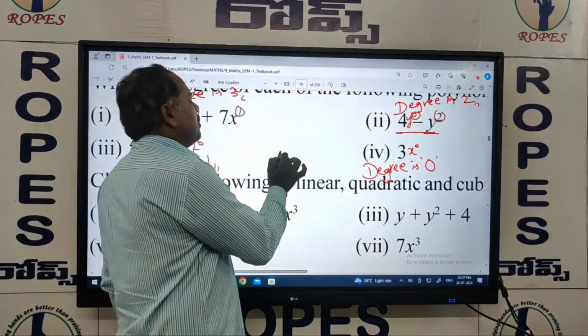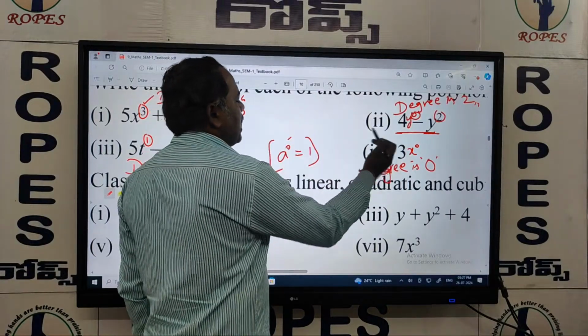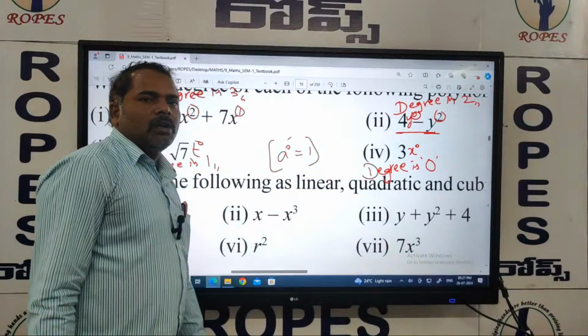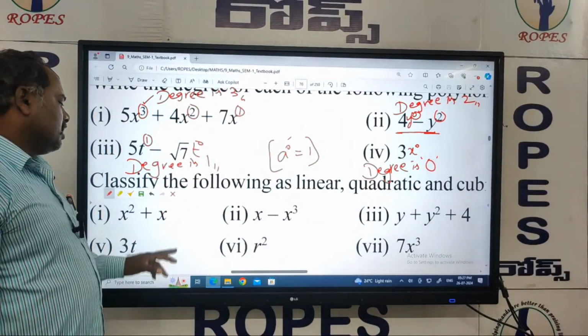Here we learned about the laws of exponents: a power 0 is equal to 1. Based on this formula we can write x power 0. Is it clear? So this is the way to find the degree of the given polynomial.